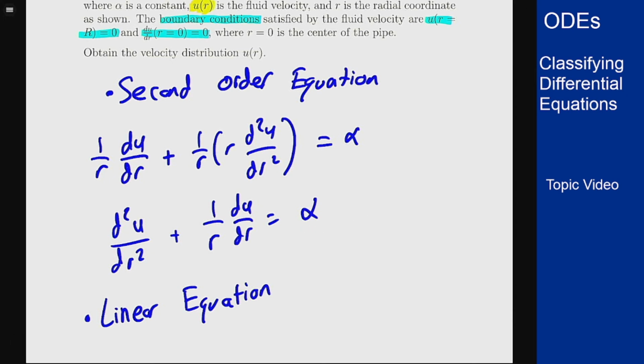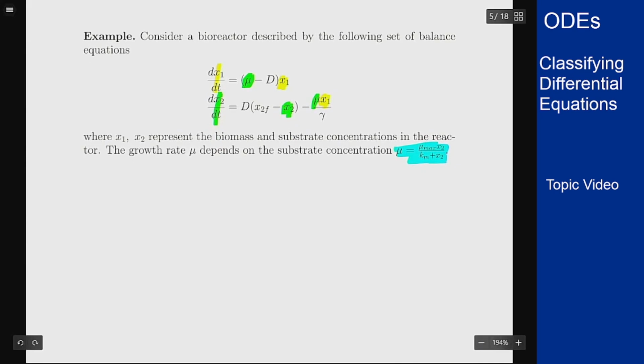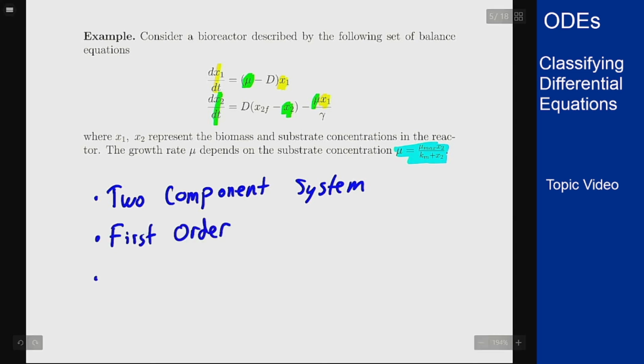For the last example, we have this bioreactor. This is a two-component system because I have two unknown functions here. It is first order, and it's nonlinear. It might look linear at first, but because this mu depends in a strange way on x2, it's not actually a linear equation. If this mu was a constant, then this would in fact be a linear system here. But since mu depends on x2, it's nonlinear.